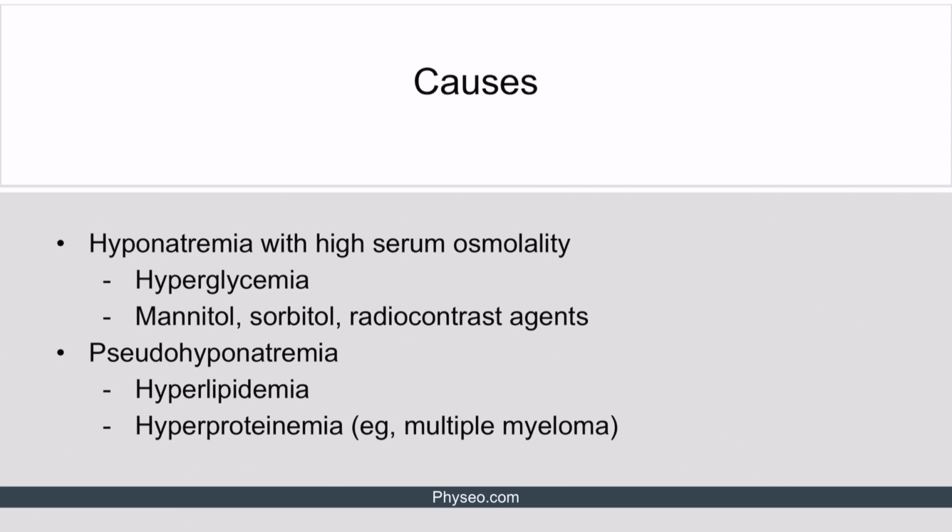Next, we have the causes of hyponatremia with high serum osmolality, which include hyperglycemia, use of mannitol, sorbitol, and radiocontrast agents. In all these conditions, there is water shift from the intracellular to the extracellular space, which lowers the serum sodium levels. Lastly, pseudohyponatremia results from asymptomatic laboratory artifact. It is seen in cases of hyperlipidemia and hyperproteinemia, such as multiple myeloma. The serum osmolality is normal here.